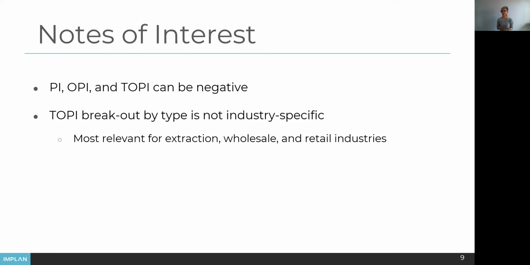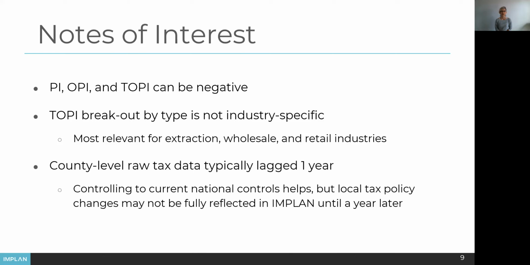One in particular would be wholesale and retail industries because they are the industries that remit most of the sales taxes. So when you're looking at TOPI impact results, if you've run an analysis on wholesale or retail, you're going to want to reshuffle those. The total TOPI number is good, but you're going to want to put more of that TOPI into sales tax than into things like excise tax or severance tax, for example. And then kind of the opposite for extraction industries, where they pay more severance or excise taxes than other types of taxes. So that's just something to pay attention to.